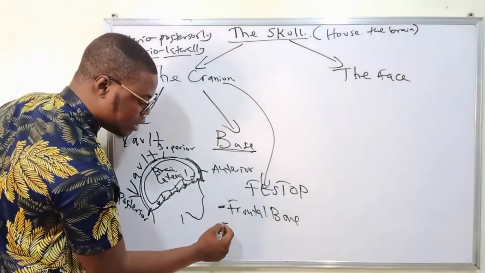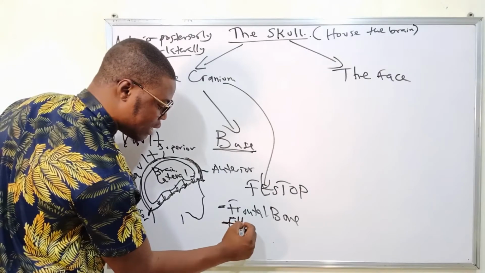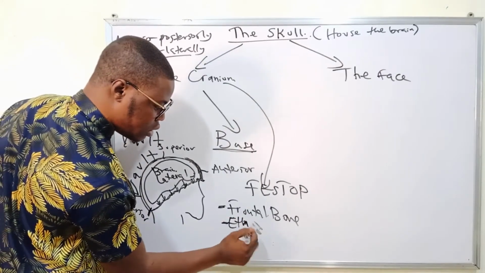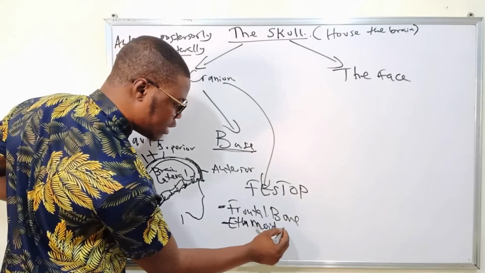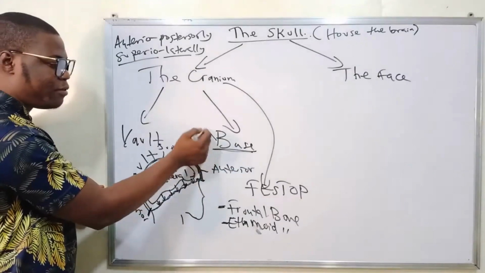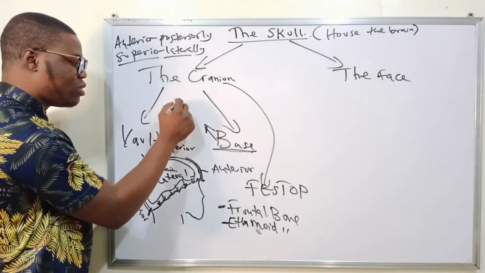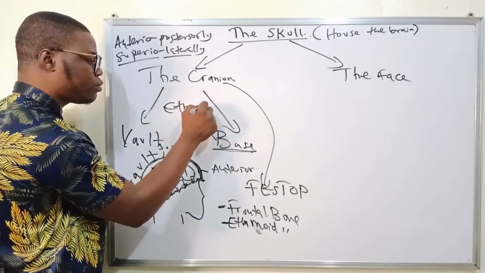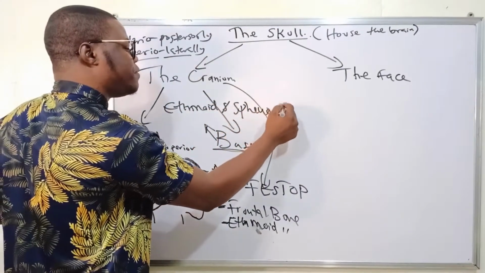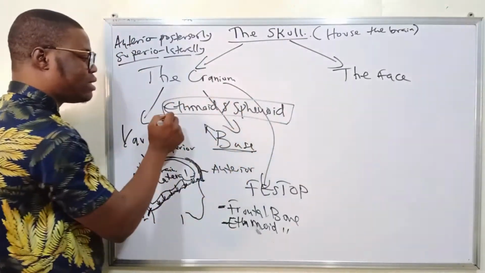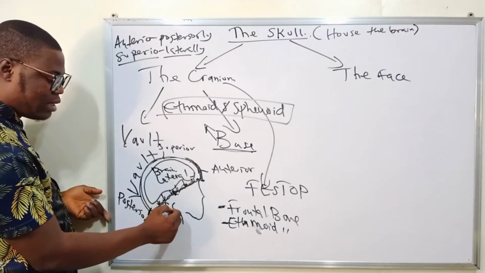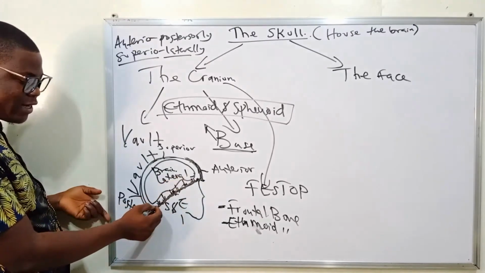Then the E, we call it the ethmoid. So the ethmoid bone. Where is the ethmoid bone? This base is made up of two bones strictly. The first one is the ethmoid bone, and the other one is called the sphenoid. So the two are forming the base, which means right here we have the sphenoid and the ethmoid, forming the base.